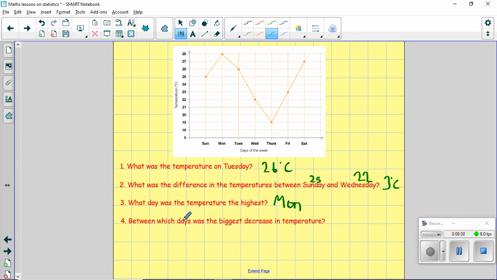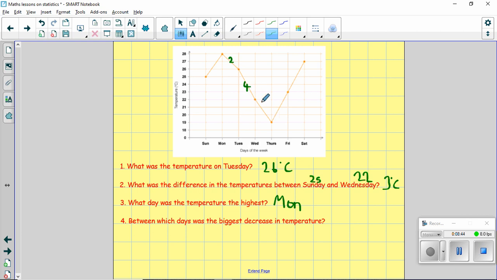Number 4, between which days was the biggest decrease in temperature? So decrease means when it goes down, so let's have a look. Well, Sunday to Monday, that's an increase, that's going up. So we just need to look at the ones going down. Monday to Tuesday, the line's going down. So it's gone from 28 to 26. So that's a 2 degree decrease. Tuesday to Wednesday, going down again. So that's a decrease. It's gone from 26 to 22. So that's a 4 degree decrease.